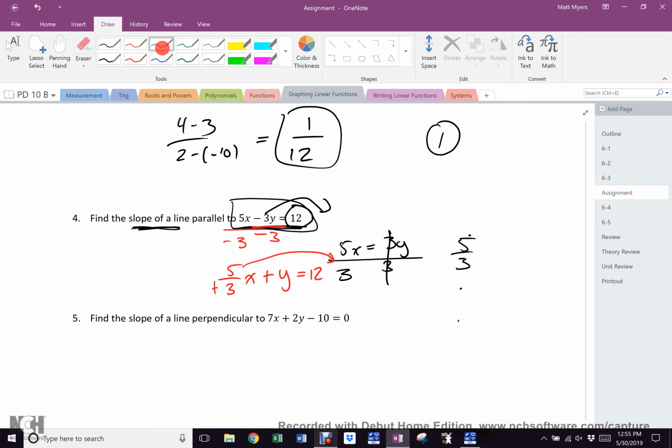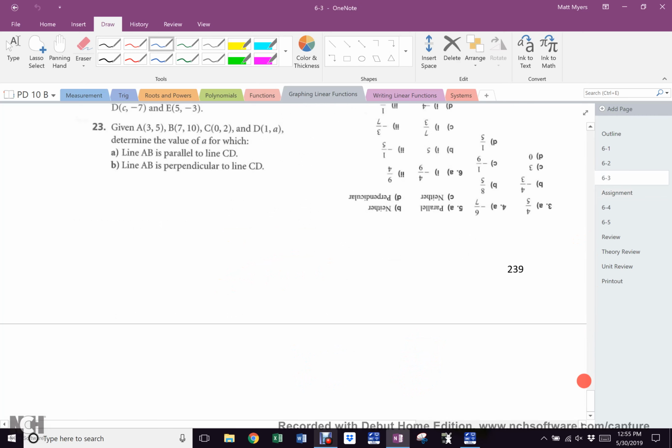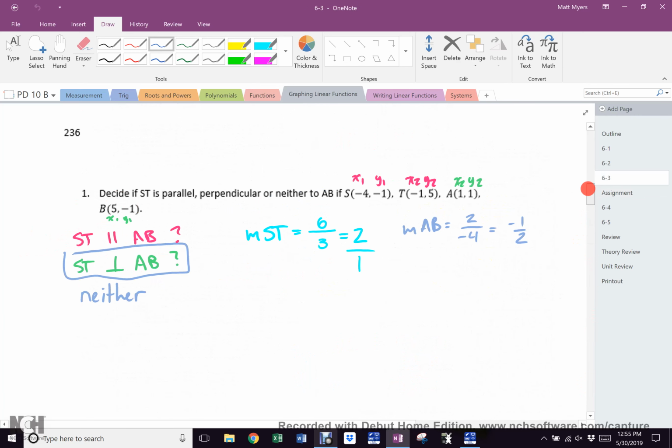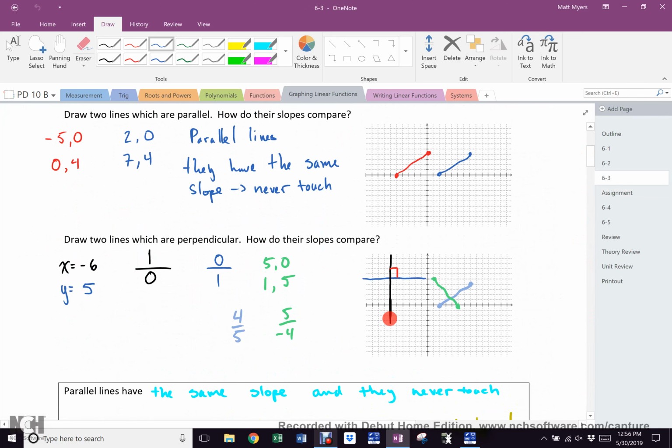Perpendicular, what happens to the slope? Opposite reciprocals. How do I find the slope? Isolate y. 2y equals negative 7x. Y equals negative 7/2 x. What is perpendicular to that? Positive 2/7. You have to change the sign and reciprocate. That's why I did this drawing over here, where we did them both to show you it's not only a reciprocal, it's also negative.